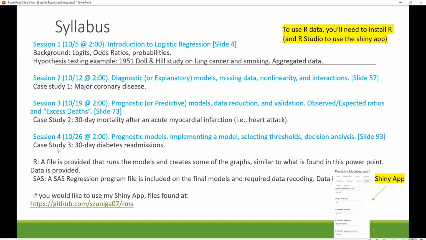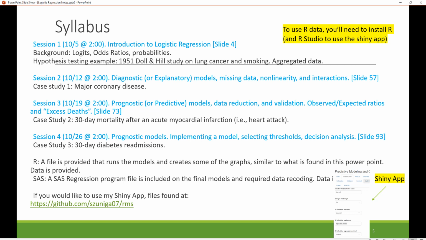And for our third case study, we're going to look at 30-day diabetes readmissions. In this course, we'll have R and SAS files. We're going to have those files that will cover most of the tables and graphs that we're going to look at. We're going to have them through R and SAS.